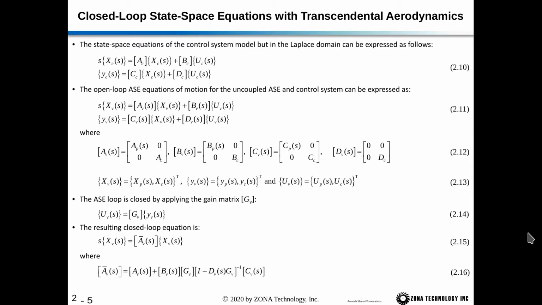And then our states in equation 2.13, XV is now a combination of XP, the plant states, and XC, the controller states, and then the same thing for our output and input. Now equation 2.14, the ASC loop is closed by applying the gain matrix GV. So the resulting closed loop equation is 2.15. So we have S times XV of S, which equals A bar V of S times XV of S, where A bar V of S is given in equation 2.16.